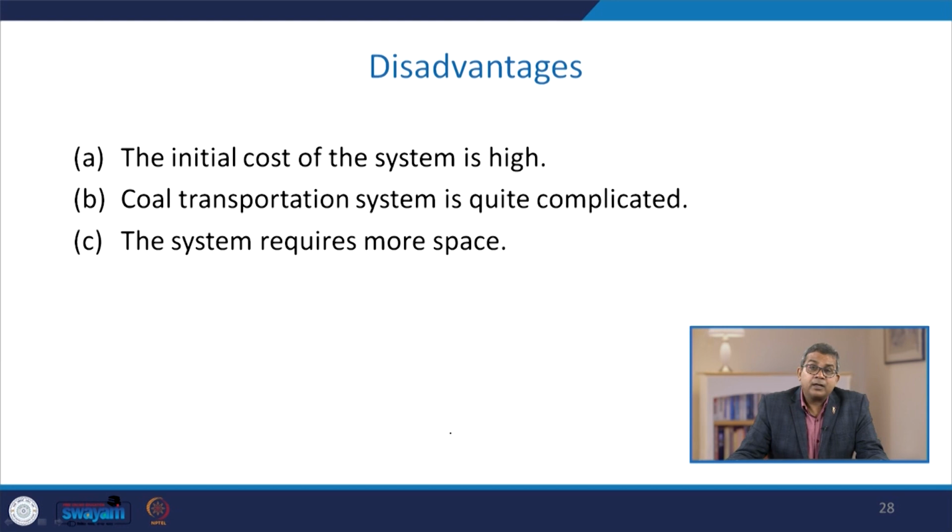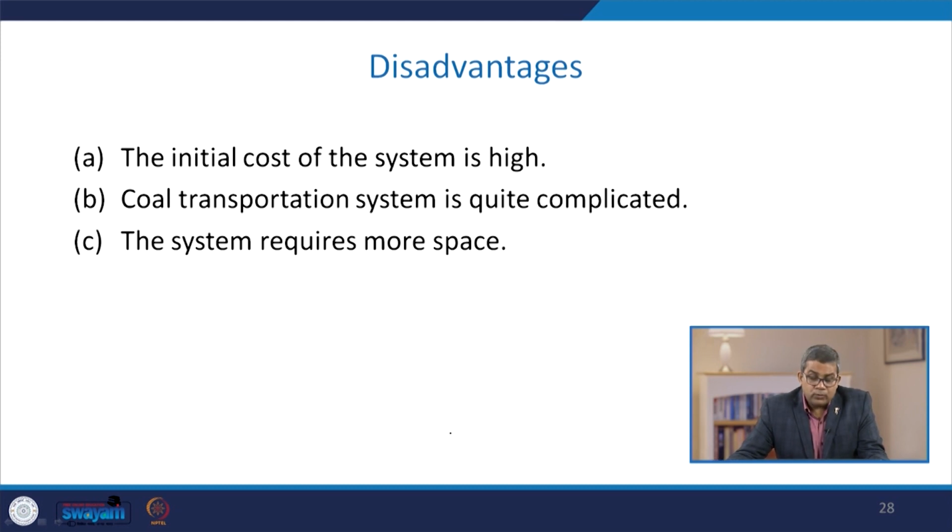But when there are advantages, then of course there are certain disadvantages too. One of the disadvantages is that the initial cost of the system is high. You see there are various units associated with this one. It is not a single unit. So the initial cost of the system is high. So initially you may experience that the per unit cost of steam generation is on the higher side.